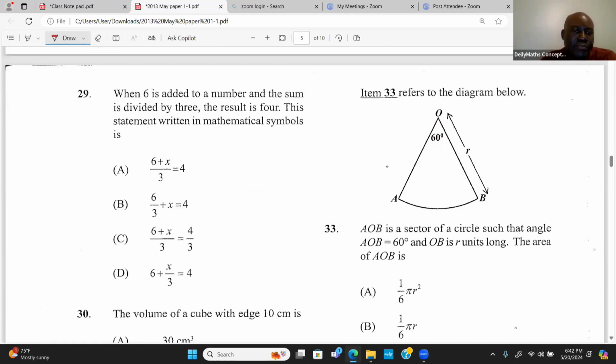When 6 is added to a number and the sum is divided by 3, the result is 4. The statement written in the mathematical symbol is what? So you go again. It says when 6 is added to a number. So call the number x. So 6 is added to a number, right? When 6 is added to a number and that sum is divided by 3, the result is 4.